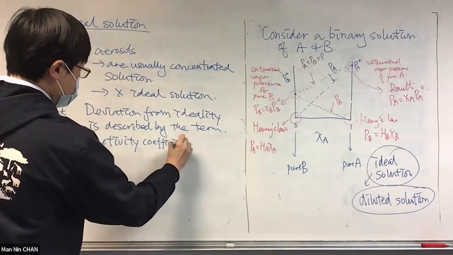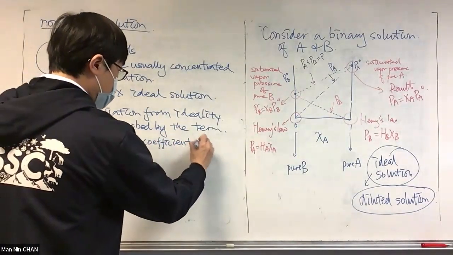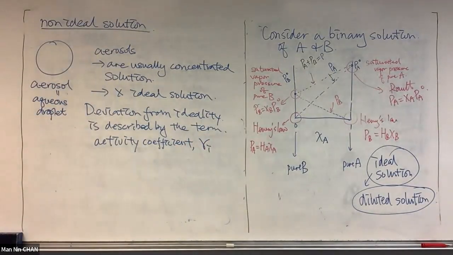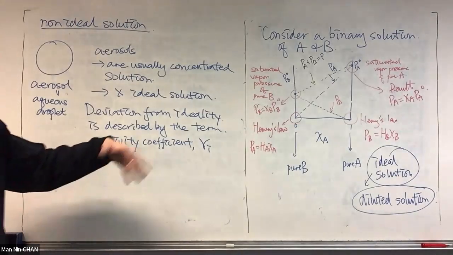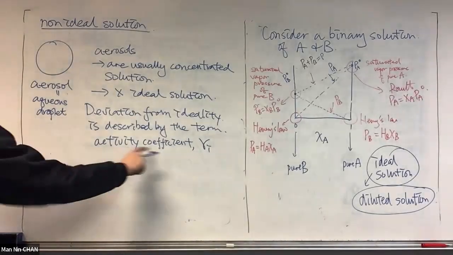Activity coefficient. We'll call the gamma i here of your species. Because you use this term to correct the deviation from the ideal solution, right? So this is called gamma.